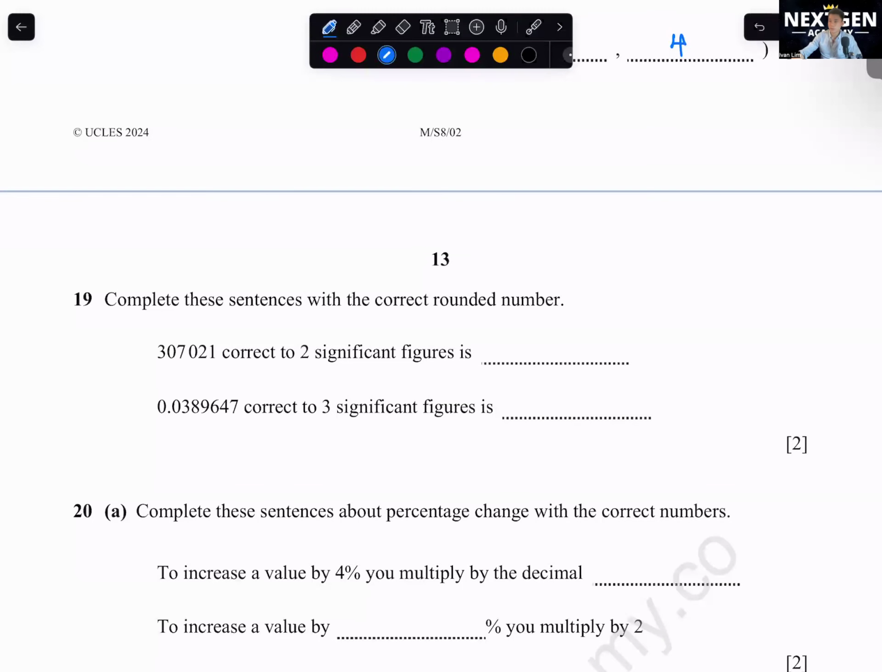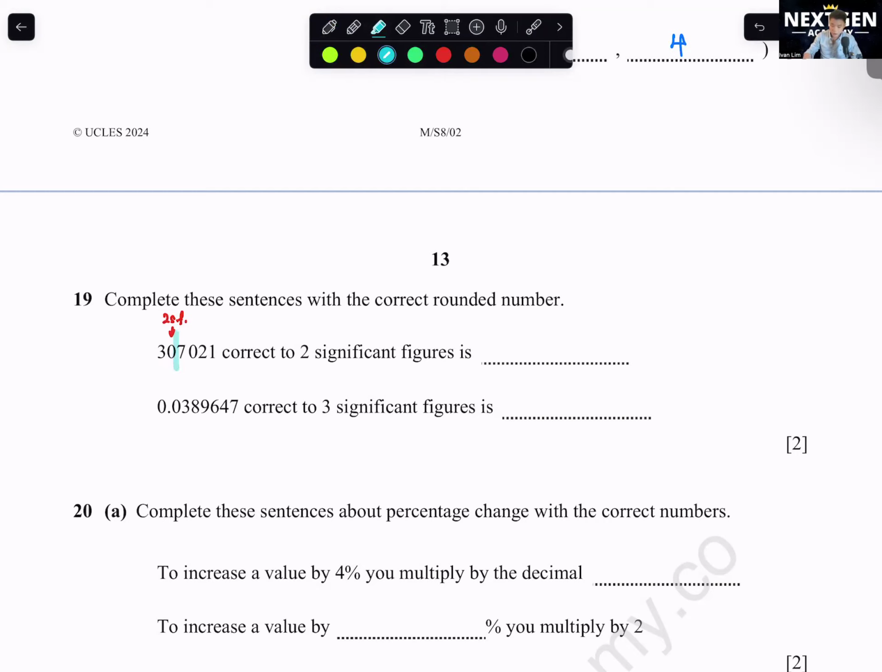31. Is it 31? Okay, 300,000. Any other answers? Everyone agree? Is it 300,000? So for whole number, where is the two significant figure? Two significant figures means we will stop over here, right? 3, then the second, this is your second SF. So that means we will stop over here.